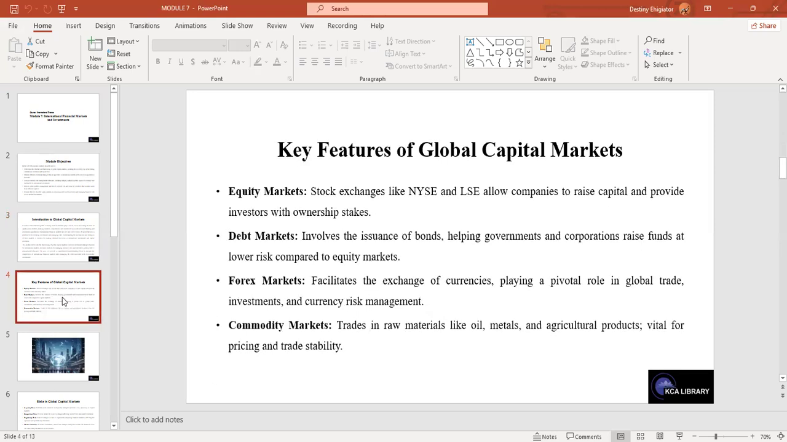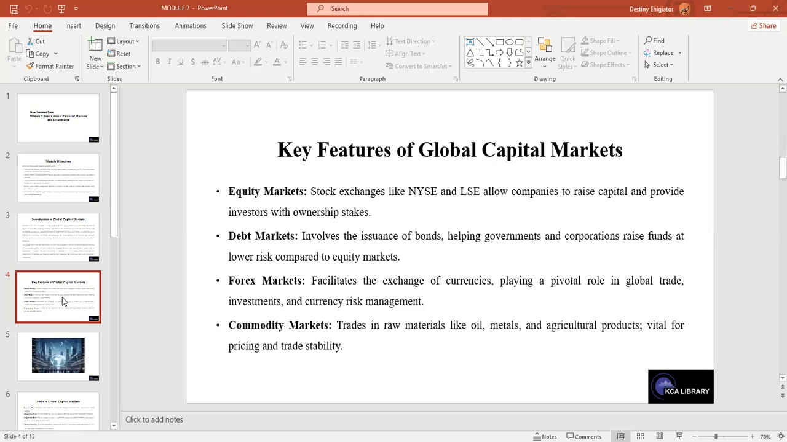Let's look at some of the key features of the global capital markets. We have equity markets, we have the debt markets, we have the forex markets, then we have the commodity markets. The equity markets are where stocks are traded, on stock exchanges like the New York Stock Exchange and the Lagos Stock Exchange, which is now called NGX, Nigerian Exchange Group. It allows companies to raise capital and provide investment with ownership stakes. This is the primary role of this market.